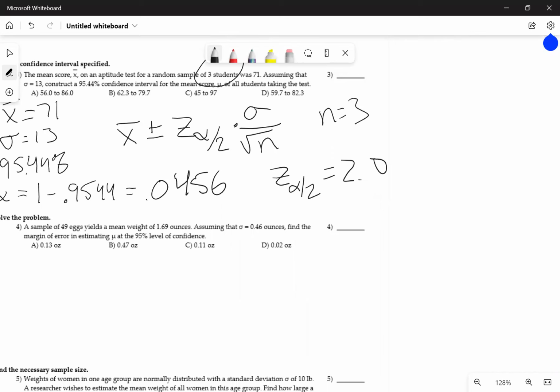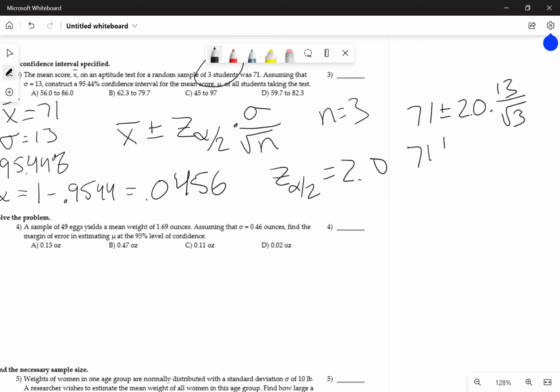Okay. So now, in order to find my confidence interval, I'm going to use my equation. They give me the X bar, it is 71, plus or minus I have my Z of alpha over 2, which is 2.0. Now we found it as negative 2. Remember, when I'm adding a negative, that's subtract. When I subtract a negative, that's add. So it's going to balance itself out. So I can use just 2.0. Standard deviation is 13. And we said n was 3. So it's the square root of 3.